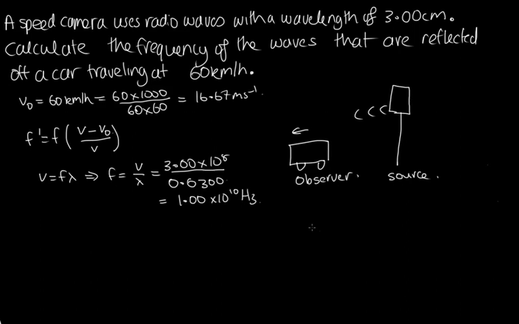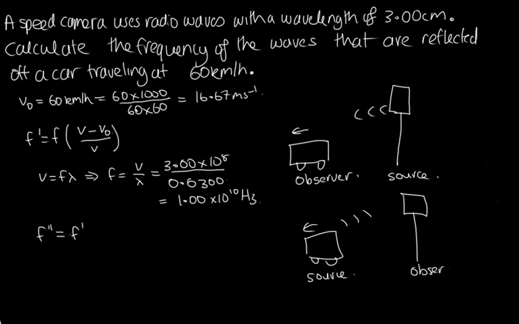But what happens is that the wave is now reflected off the car, so the car is now the source, and it is detected back at the speed camera. So the reflected pulse travels back this way. And so the car is reflecting waves with this frequency, f dash, and they go back to the speed camera. So we can work out the frequency detected by the speed camera.